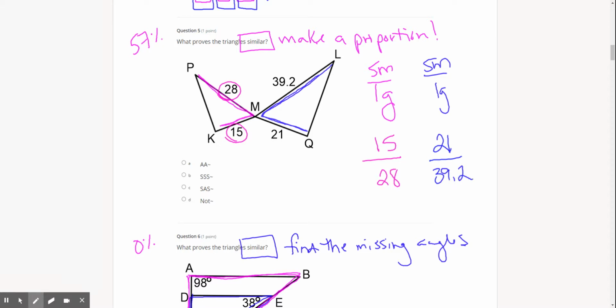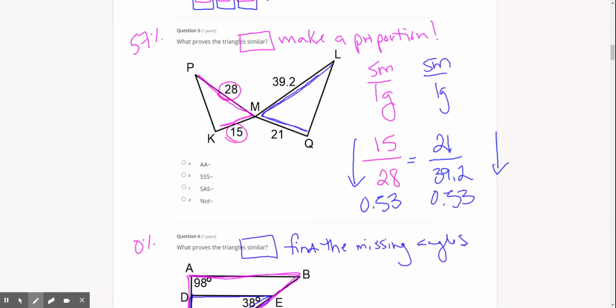You can either set these equal and do the butterfly method, or you can just divide them and see what you get. So let's divide them. Choose one fraction. I'm going to do 15 divided by 28, and I get 0.53. You guys do 21 divided by 39.2, and what do you get? 0.5.